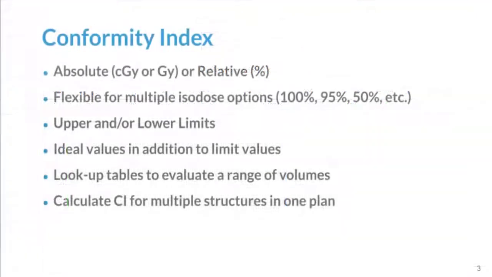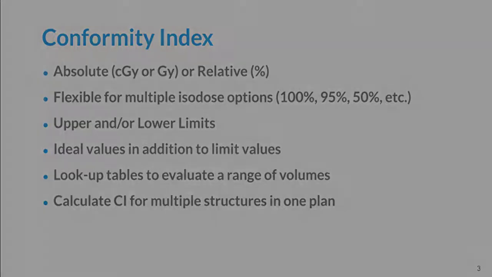ClearCheck offers several ways to set up the conformity index constraint. You can use either absolute or relative values. There is flexibility for you to choose any isodose level you'd like. You can set upper and/or lower limits. Ideal values can be identified in addition to limit values. There is the ability to evaluate a range of volumes in a lookup table, and you can also calculate conformity index for multiple structures individually in the same plan.